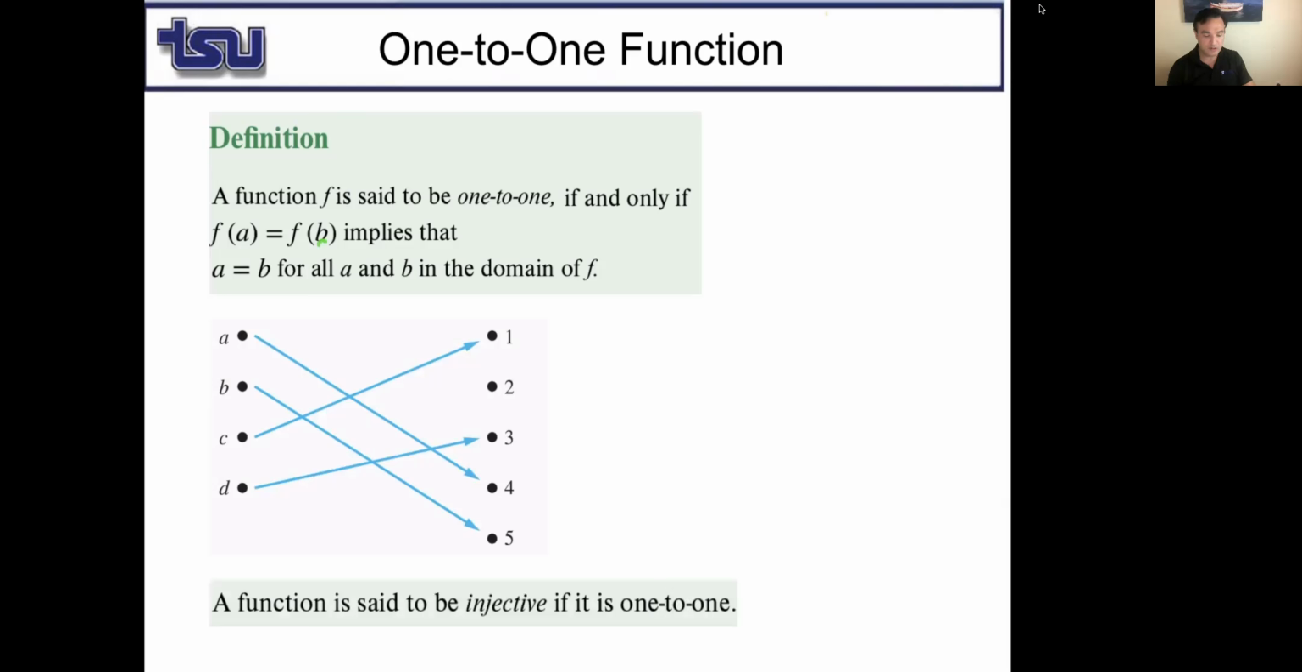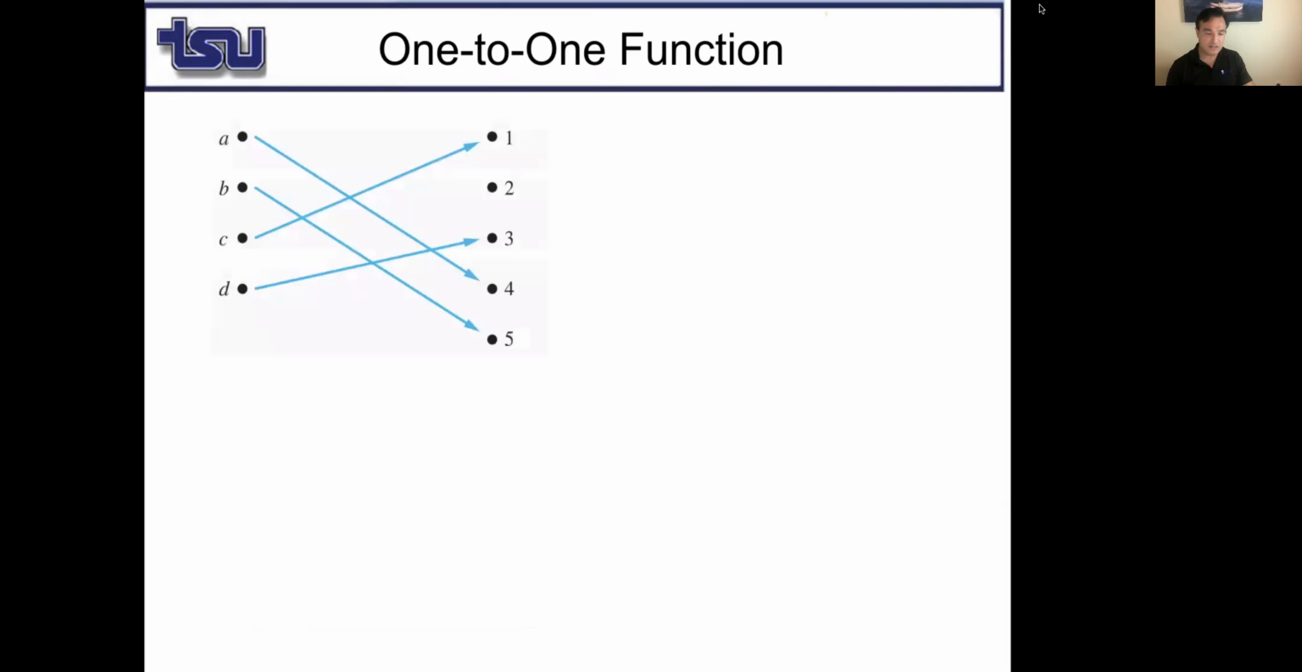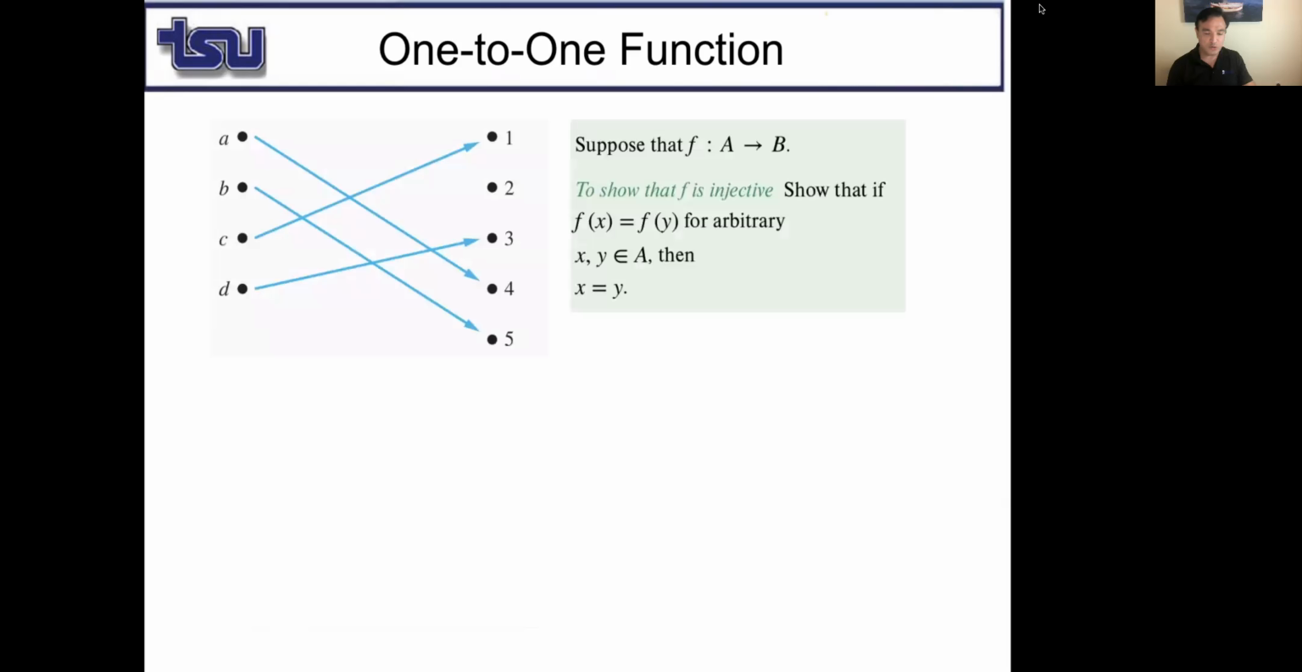By the way, there's another notation we call injective. If a function is one-to-one, we call it injective. Here is an example. In order to show that a function is injective, this is exactly what I described. If f of x is equal to f of y for arbitrary x and y, then it turns out that x and y are the same. This is an injective function.